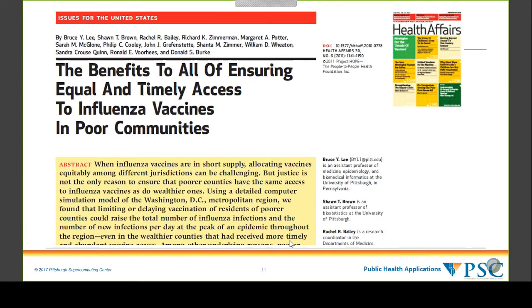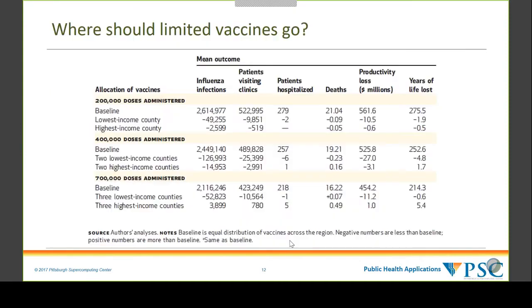Another paper on influenza that we published in a journal called Health Affairs, which is a very well-read journal by policymakers, is a study on ensuring the benefit of equal and timely access to influenza vaccines. So we took our Washington, D.C. model and divided up the counties by socioeconomic status, and we looked at different scenarios that involved vaccinating the poorer populations versus vaccinating the higher income populations, and what the impact would be of making sure that everyone had equitable access, or if there were imbalances in the equity of access.